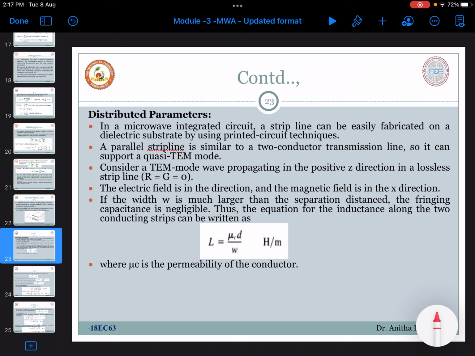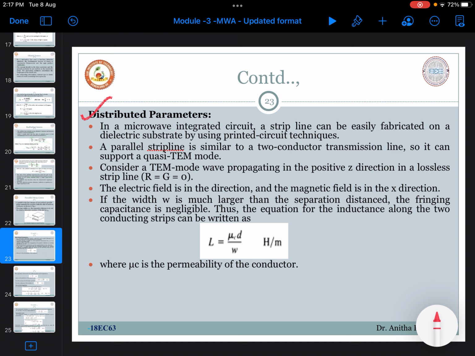Coming to the characteristics of this parallel strip line, there are distributed parameters like inductance, capacitance, resistance and conductance. As we know, in a transmission line the parameters are no longer lumped, they are distributed along the transmission line. So in a microwave integrated circuit, the strip line can be easily fabricated on a dielectric substrate using the printed circuit technology. That is a major reason why strip lines are preferred in MMIC or MIC circuits.